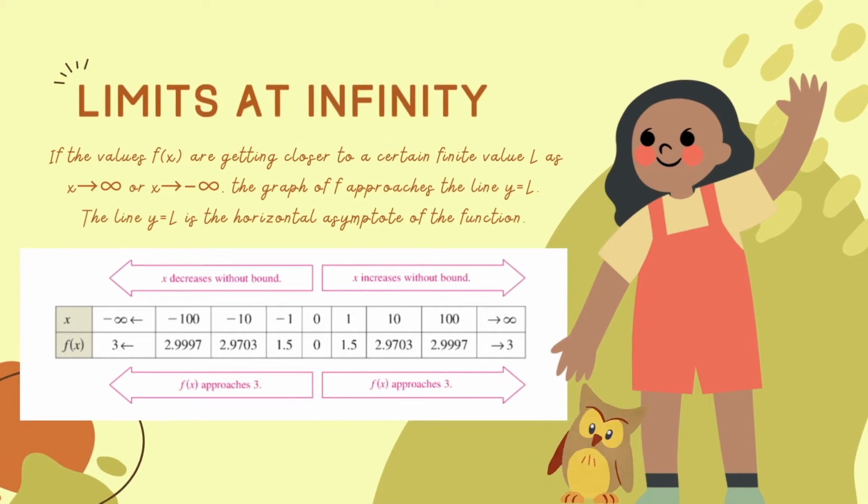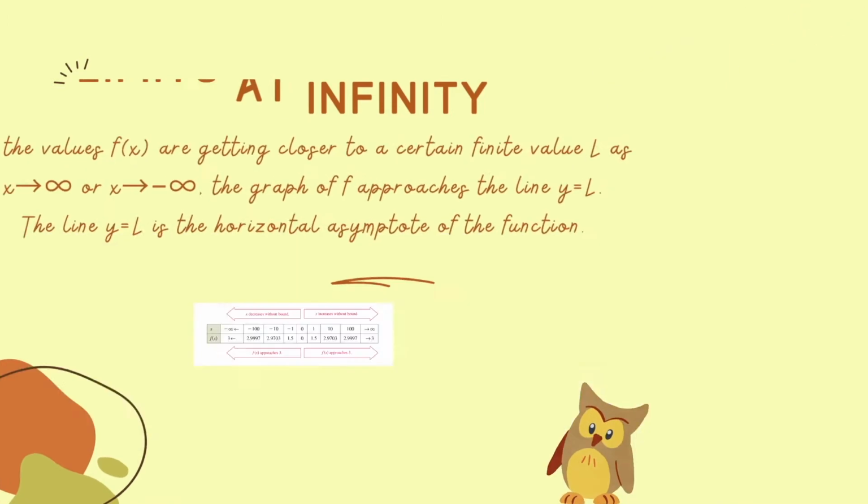So the next topic is 3.5 limits at infinity. From this table, you can see that if the values of f of x are getting closer to a certain finite value, which in this case is 3, as x approaches positive or negative infinity, then the line y equals 3 is the horizontal asymptote of the function.